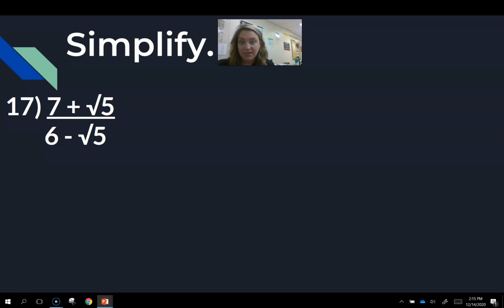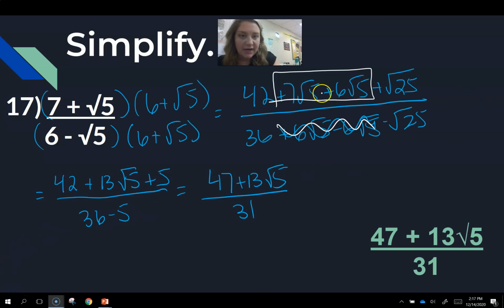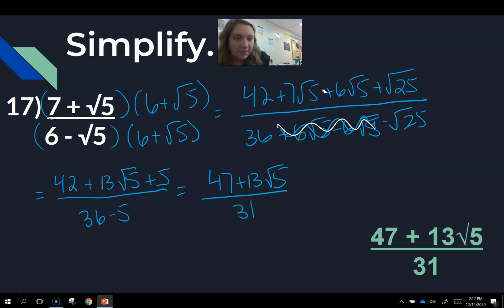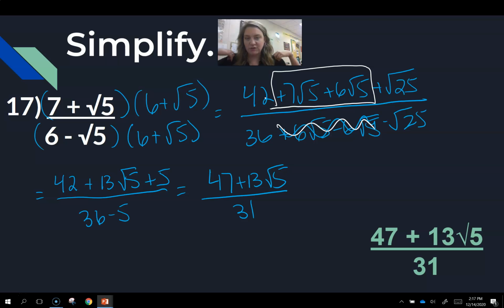So I want you to pause and then come back, and I want you to check your answer. Okay? All right, check your answer with mine. You should have 47 plus 13 square root of 5 divided by 31. So I've shown my work here. I multiplied by the radical conjugate. I combined like terms. I simplified radicals, and then I added, and I got that. Nothing to simplify because 47, 13, and 31 cannot all be divisible by the same number.